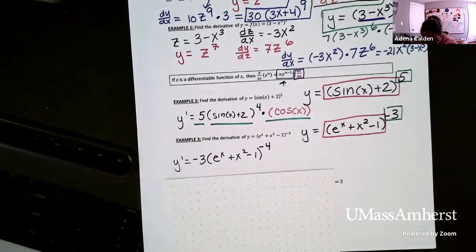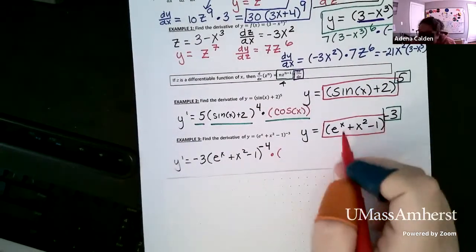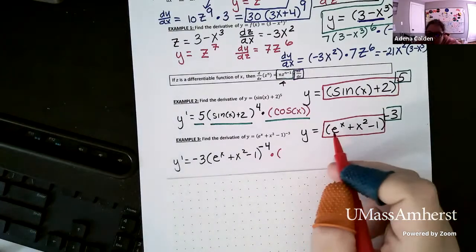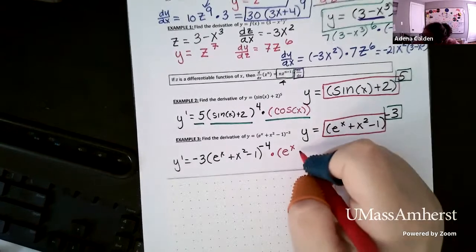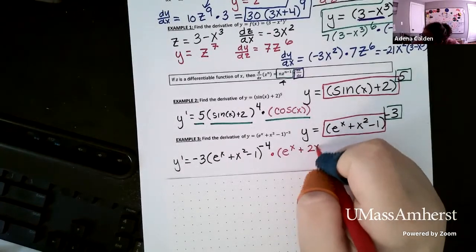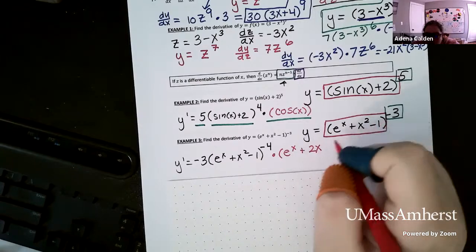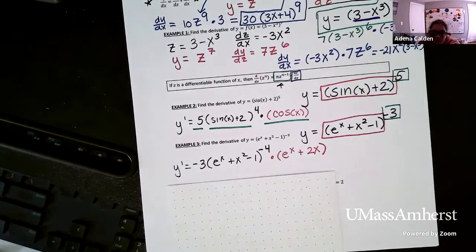So we still have to be careful with that even in the chain rule. But then I have to multiply that by the derivative of the inside, which is the derivative of the base. So I go term by term. The derivative of e to the x is e to the x. The derivative of x squared is 2x. That's the power rule. And then the derivative of 1 is 0 because that's a constant. So my final derivative looks like this.